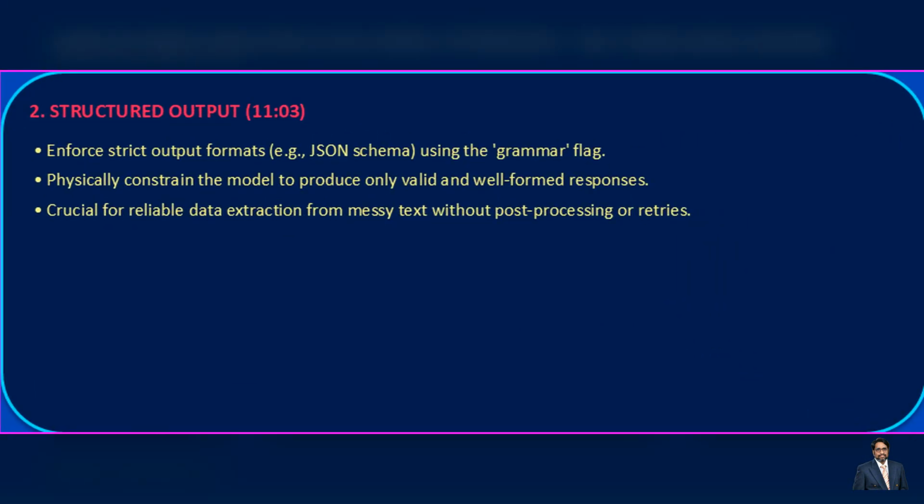Pillar 2. Structured output. Enforce strict output formats, e.g. JSON schema using the grammar flag. Physically constrain the model to produce only valid and well-formed responses. Crucial for reliable data extraction from messy text without post-processing or retries.